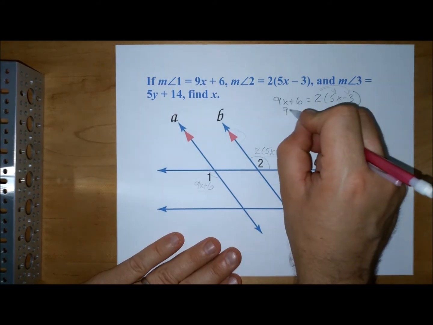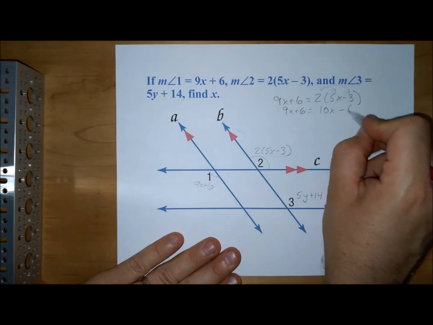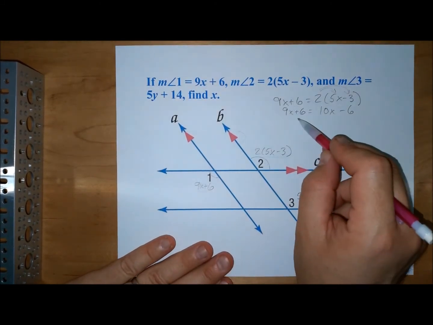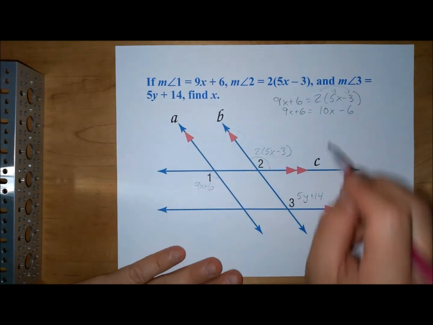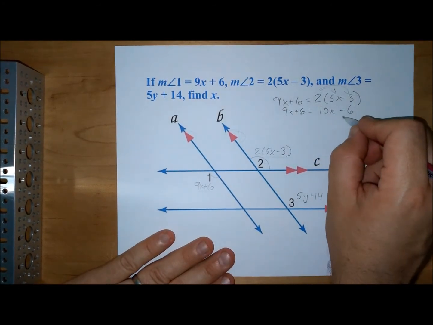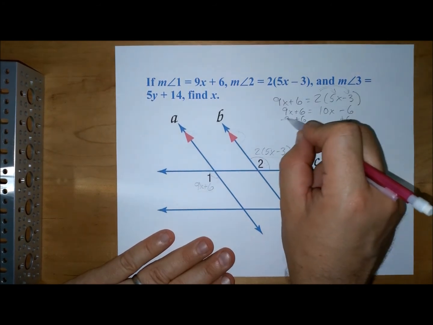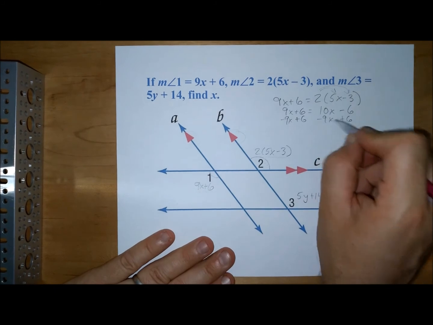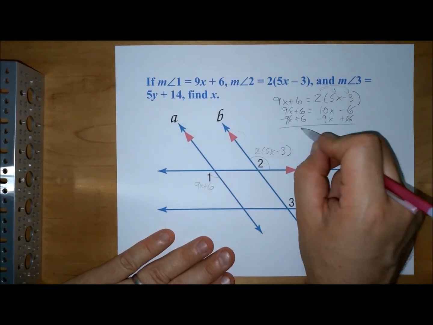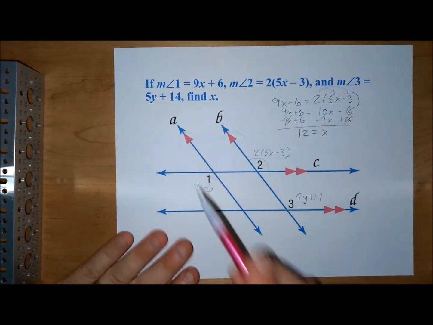Okay, so we got 9x plus 6 equals 10x minus 6. Okay, the 6's will cancel, right? I can subtract. Oh no, they don't cancel. I've got a positive 6 and a negative 6. They don't cancel. Sorry about that. So I'll add 6 to both sides, and I'll subtract 9x from both sides. And so these will cancel, and I'll end up with 12 equals x. Good. So we found x.